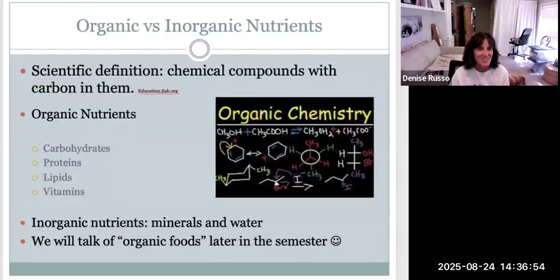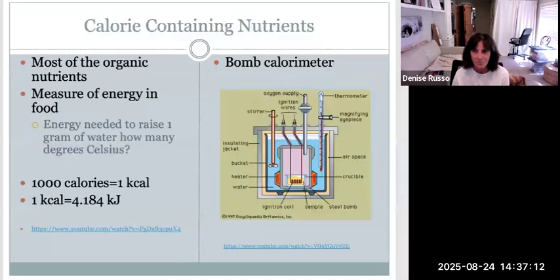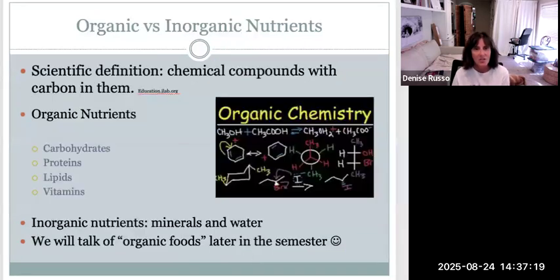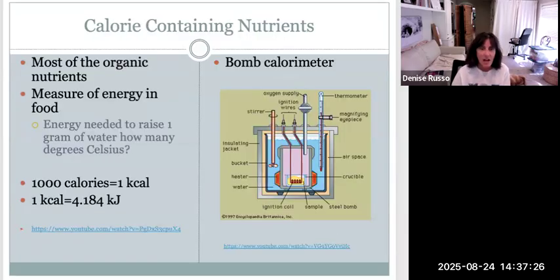We classify nutrients as being either organic or inorganic, and that doesn't have to do with the processing, but rather with whether they have carbon or not. We will discuss this more in the course, this chemistry of nutrition. And I've given you the nutrients that are organic, that are carbon containing. And then we talk about whether nutrients are calorie containing and we obtain energy from them.